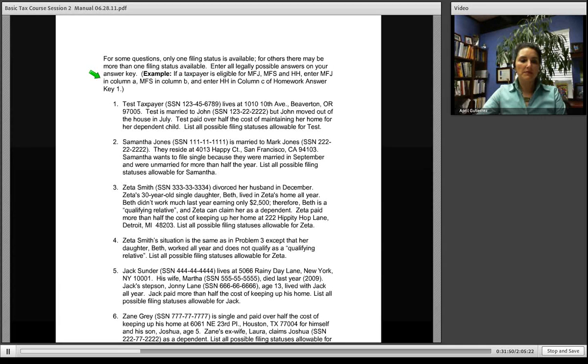And here is page 27 in the manual. It says, for some questions, only one filing status is available, and for others, there may be more than one filing status available. And the first problem involves test taxpayer.